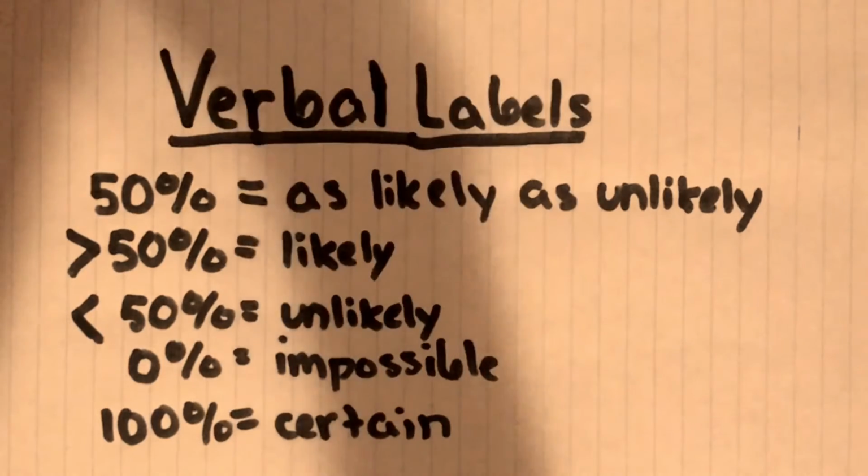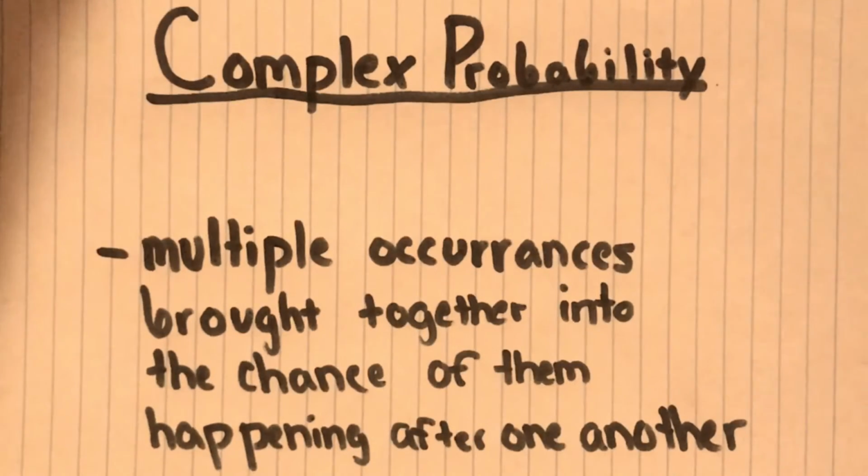Simple, right? Alright, now it's time to talk about something called complex probability. Complex probability is when multiple occurrences are brought together into the chance of them happening after one another. This may be hard to grasp at first, but wait till you see this example.